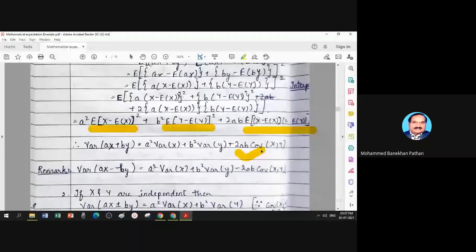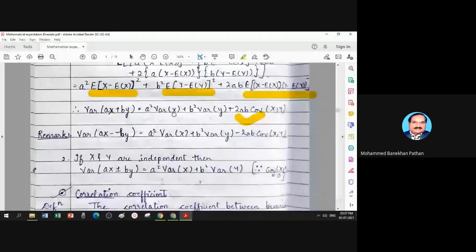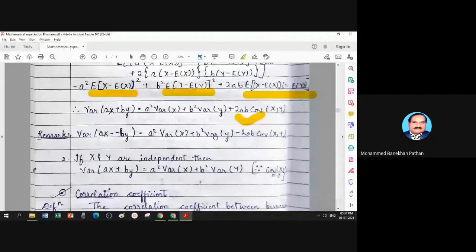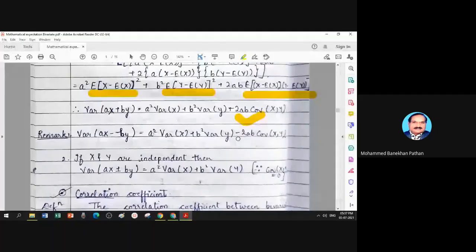This statement can be written the other way around, plus as minus. So you will get variance of aX minus bY equal to a square variance of X plus b square variance of Y minus 2ab covariance. You have to remember this important part. If it is minus, covariance will be minus. If it is plus, covariance will be plus.